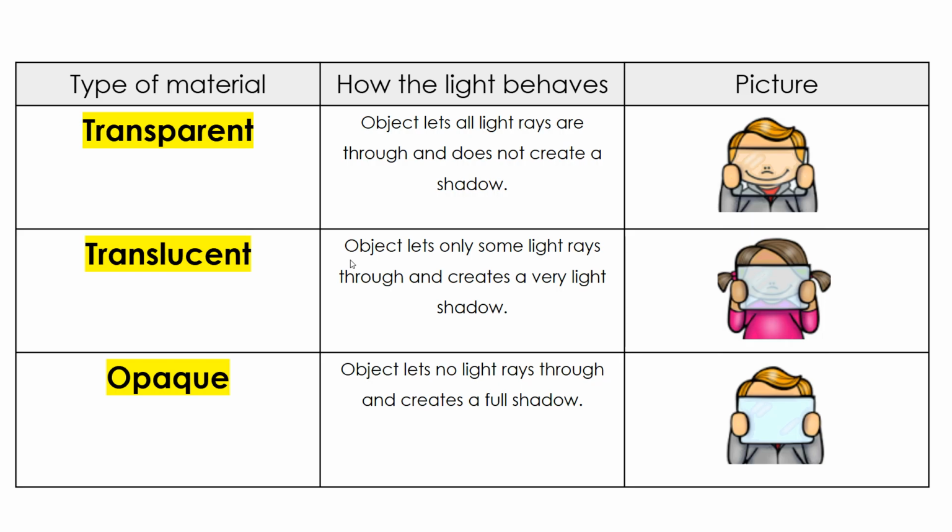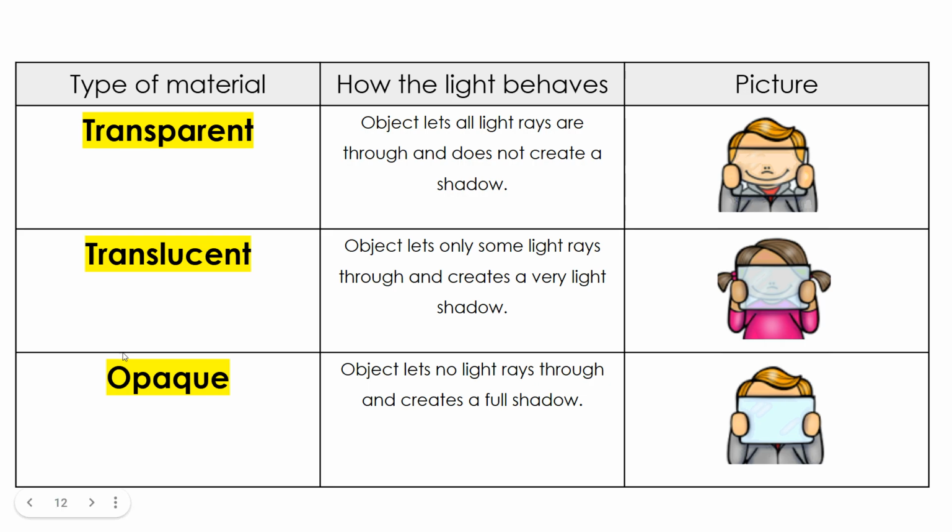So on the left-hand side, we have different types of materials. We have transparent materials, and those are objects that allow all the light rays through and do not create a shadow. On the right-hand side, we have a boy. We can see his face through the glass. There is no shadow. That glass is transparent.